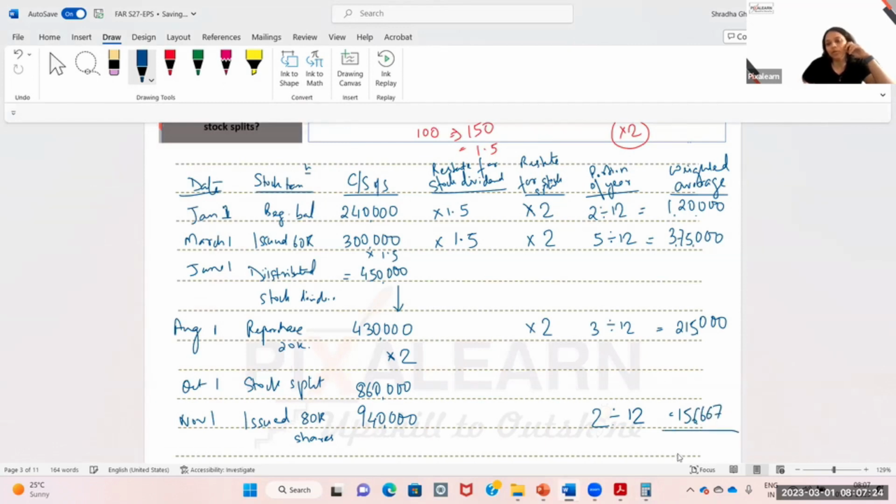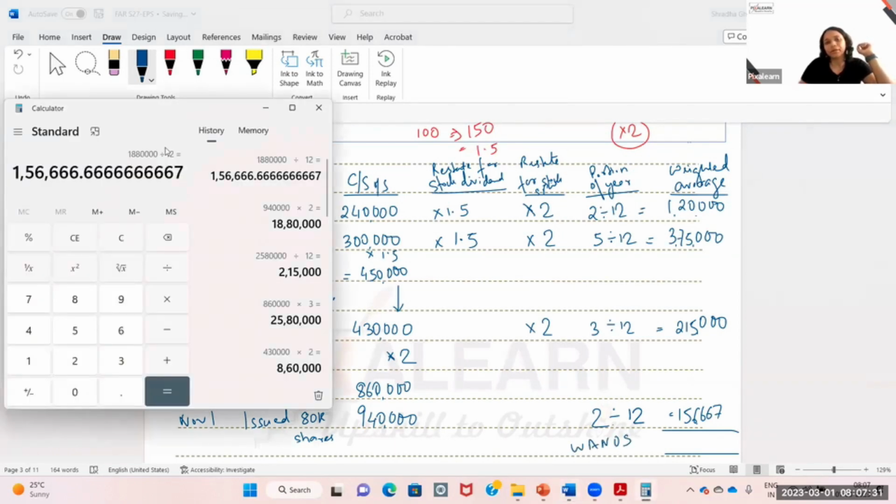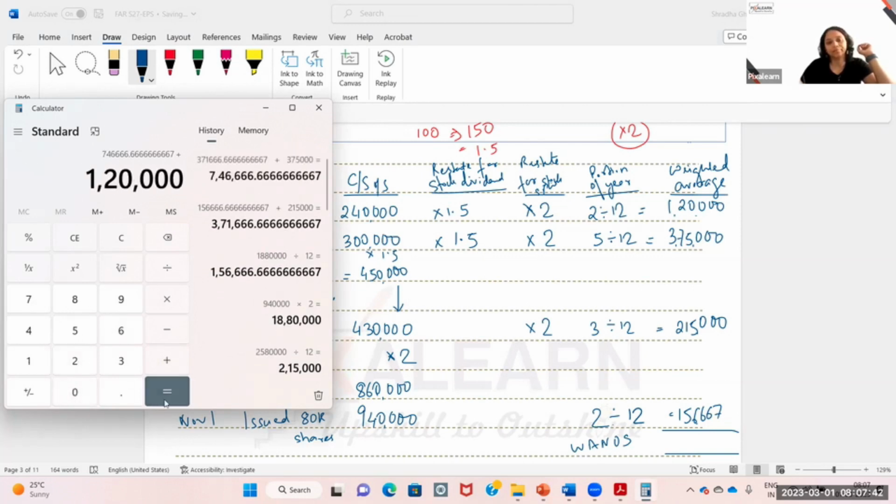156,667. So what is the weighted average number of shares? Just tell me the figure. 215,000 plus 375,000 plus 120,000 plus 156,667 gives 866,667.